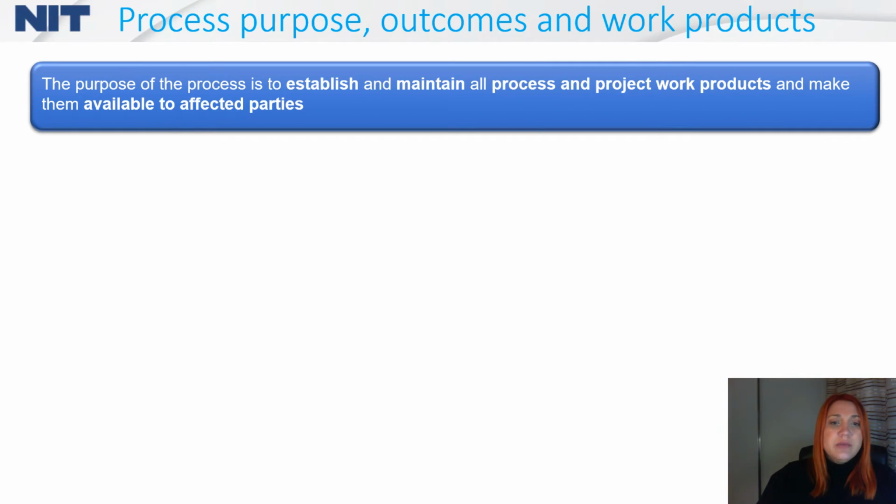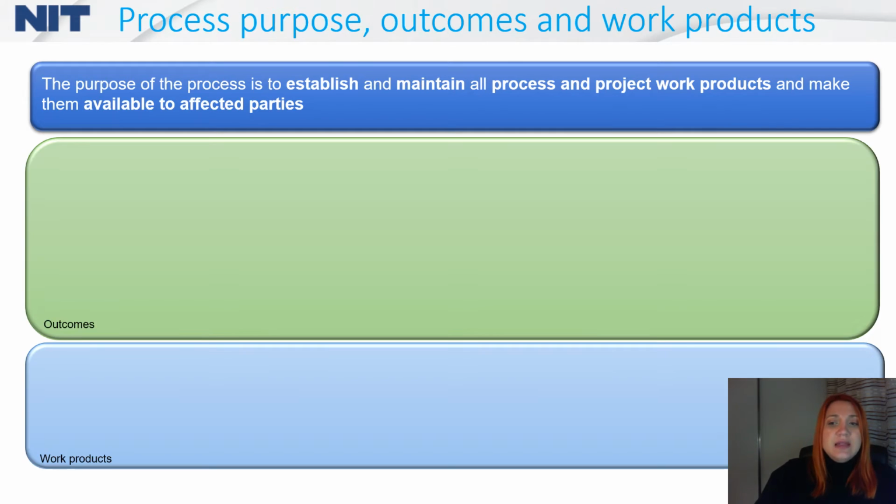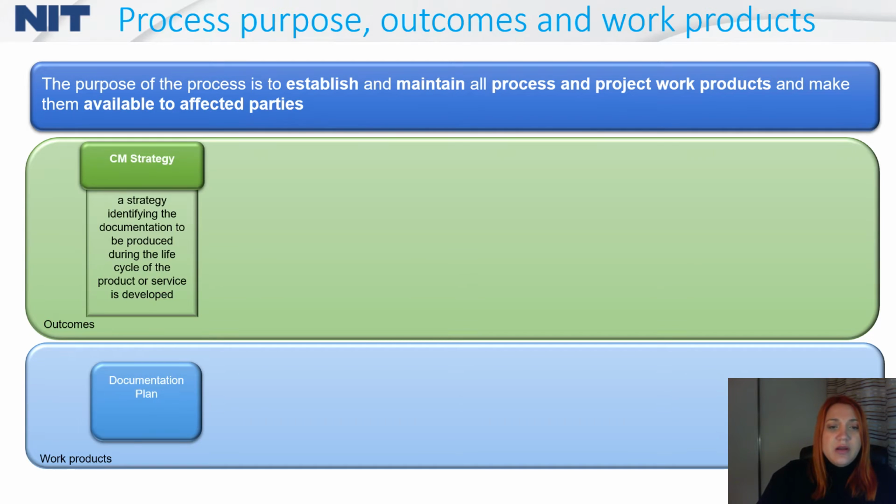Now we are talking about process purpose, outcomes, and work products, like we did for the management process and for quality assurance. The purpose of the configuration management process is to establish and maintain all processes and project work products and make them available to affected parties. This is bringing us some outcomes, which are that we need to have a configuration management strategy, and that this strategy is including the whole life cycle and how a product or service is developed. Then we need to have documentation for that, like a documented plan, a configuration management plan, or any kind of plan which is describing the configuration management strategy.